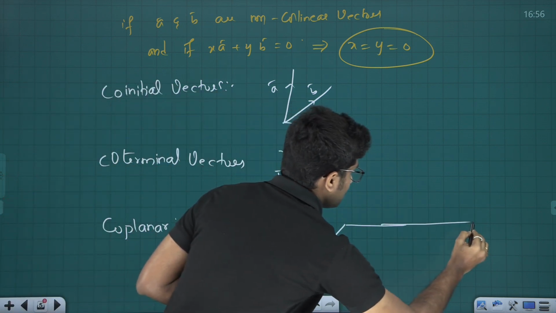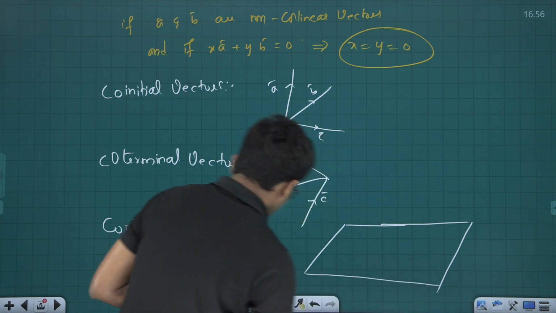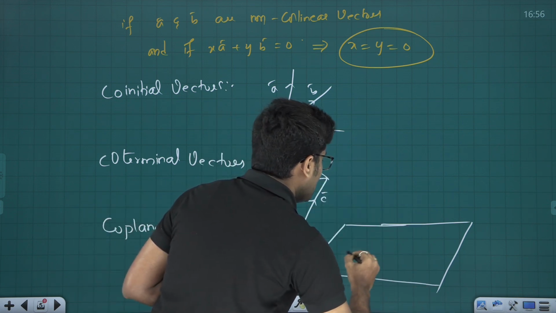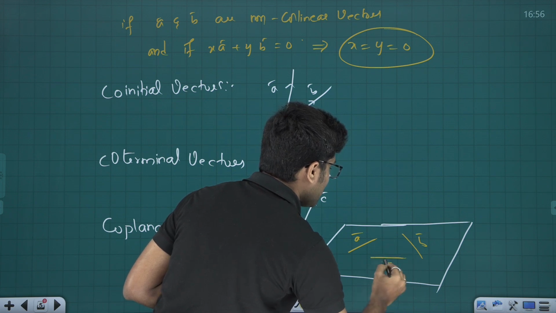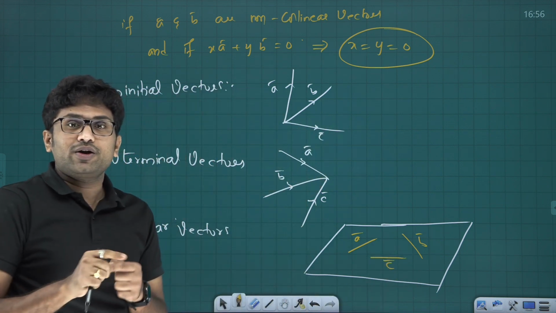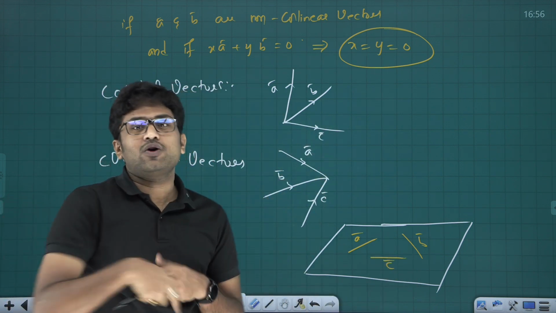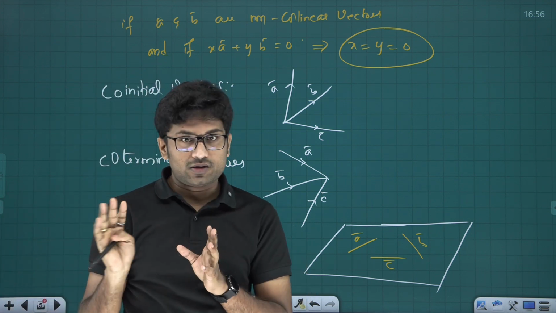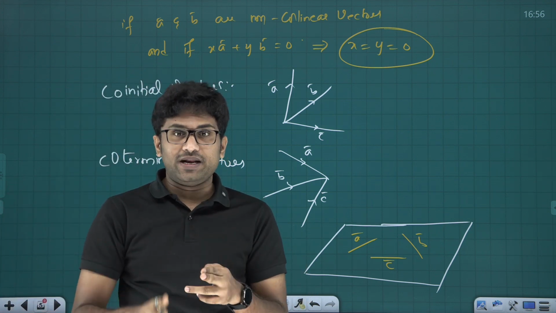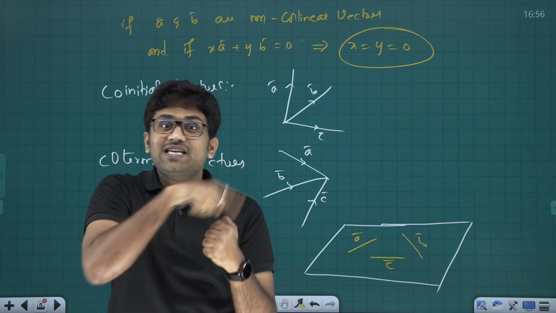Let's say some plane. A bar is one vector, B bar is another vector, C bar another vector. All these vectors, if they are belonging to the same plane, then such vectors we call coplanar vectors. Two vectors will always be coplanar. Why? Because all these are free vectors.